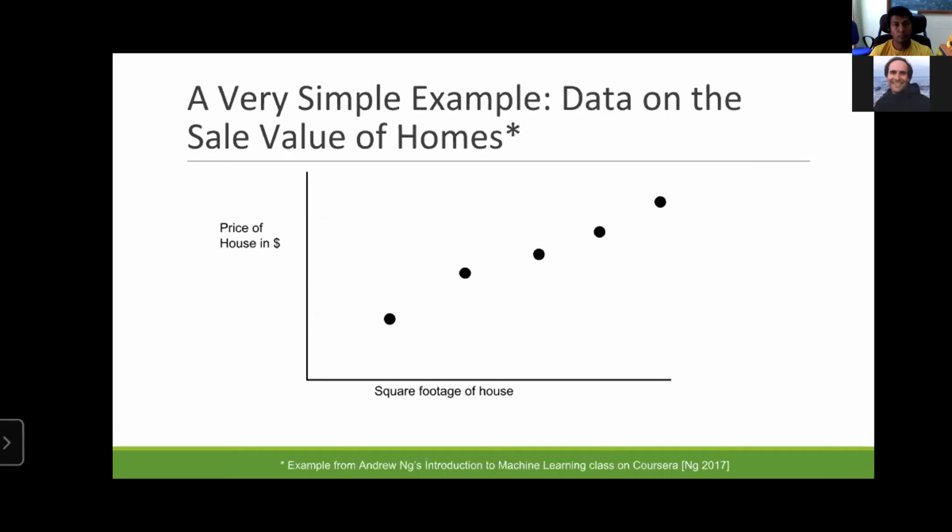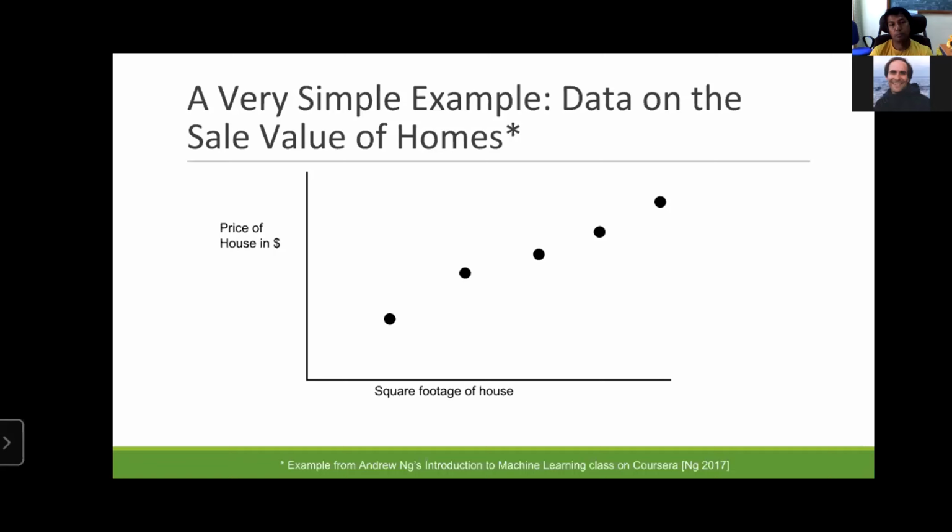I'm going to give a very simple example of machine learning first. This example is taken from Andrew Ng's Introduction to Machine Learning class on Coursera. If anyone is interested in learning more about machine learning, I highly recommend Ng's course. It's very good and very hands-on. He's a great teacher, a professor at Stanford, and one of the experts in the field.